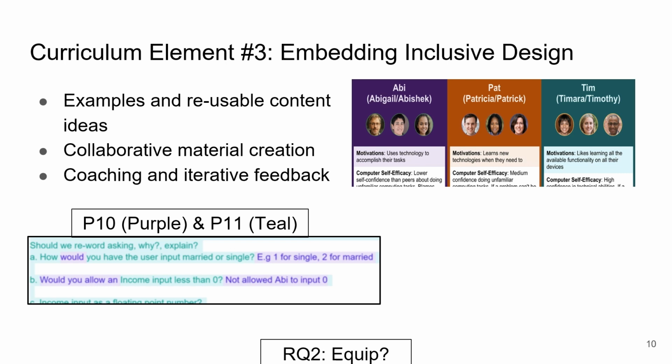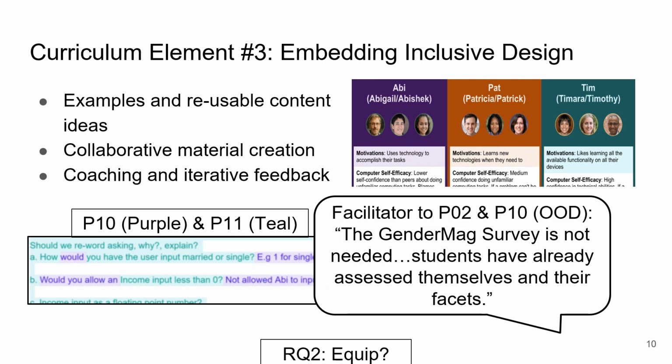Faculty also submitted their updated course materials to facilitators for iterative feedback. This feedback included suggestions for clarifications and ways to avoid too much overlap or too many gaps between courses. For example, one facilitator told two faculty members who were collaborating on an object-oriented design assignment that the GenderMag survey wasn't needed for their assignment, as students had already assessed themselves and their facets.